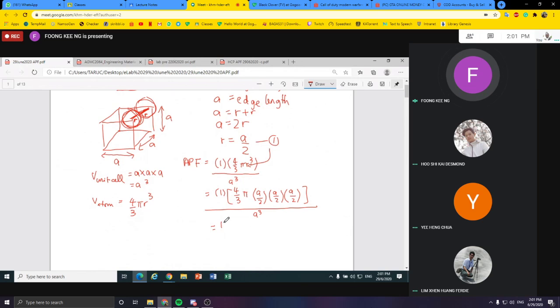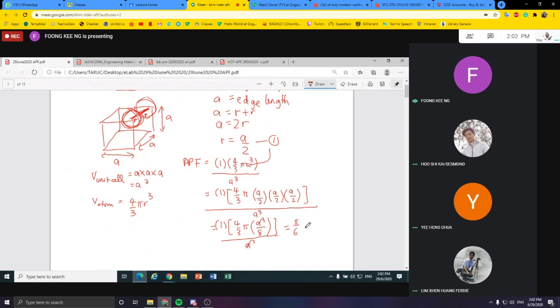So we write again, in case you can't see. This is going to be 4/3 pi a cube over 2 times 2 times 2, which is 8. Very good. So this a cube cancels. What do I have? Calculate fast. 4/3 pi times 1/8. Everyone, what's the value? Pi over 6.